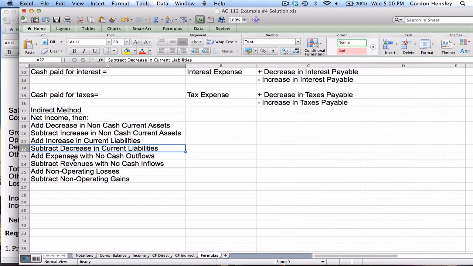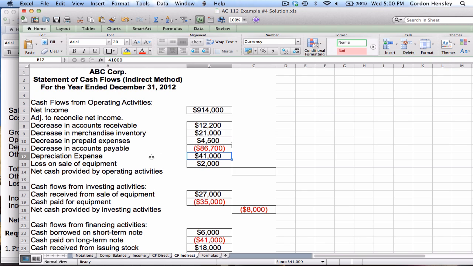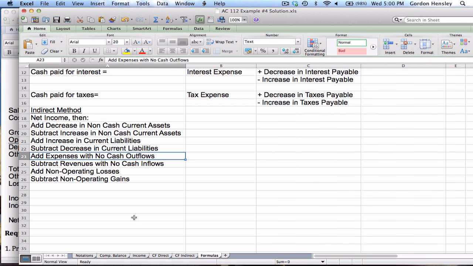Then it says add expenses with no cash outflow. Well, we definitely had one of those. Depreciation expense. See, think about it. We don't pay the depreciation expense to anybody. It's just an expense on paper. So that's an expense with no cash outflow. That is to be positive, so we'll leave it as positive. Then it says subtract revenue with no cash inflow. We didn't have any of that.